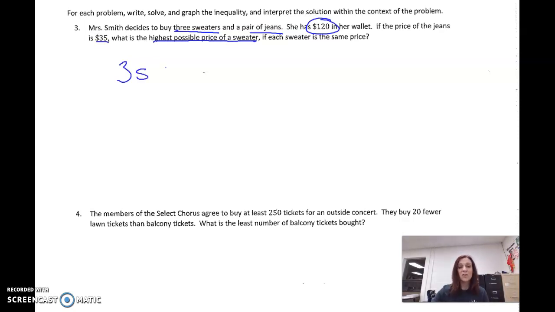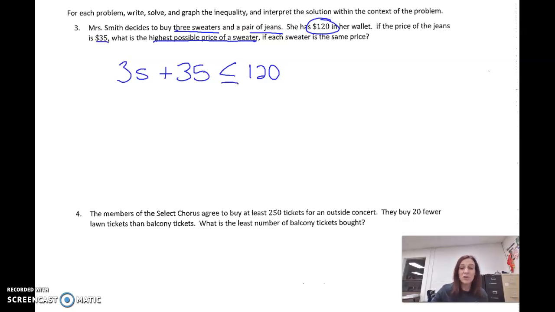She also is buying a pair of jeans. So I'm going to add the $35 on for a pair of jeans. She has $120. We're not worried about tax right now, right? But if this is what she has in her wallet, can she go over that? Can she go less than that? So this has to be less than. Can it be equal to? Sure, she can spend all her money. Okay, again, not worried about tax.